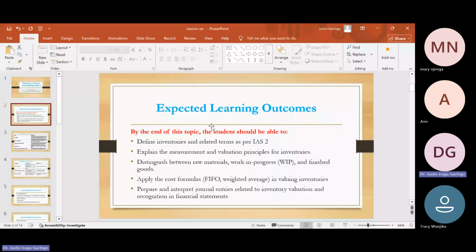You're supposed to be able to explain the measurements and evaluation principles of inventories. You're supposed to distinguish between raw materials, work in progress, and finished goods. You're supposed to be able to apply the cost formula in valuing inventories. You're supposed to be able to prepare and interpret journal entries related to inventory valuation and recognition in financial statements.